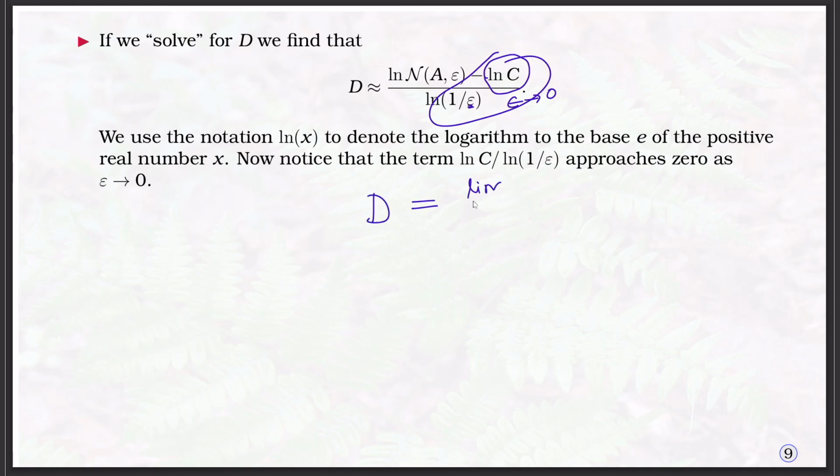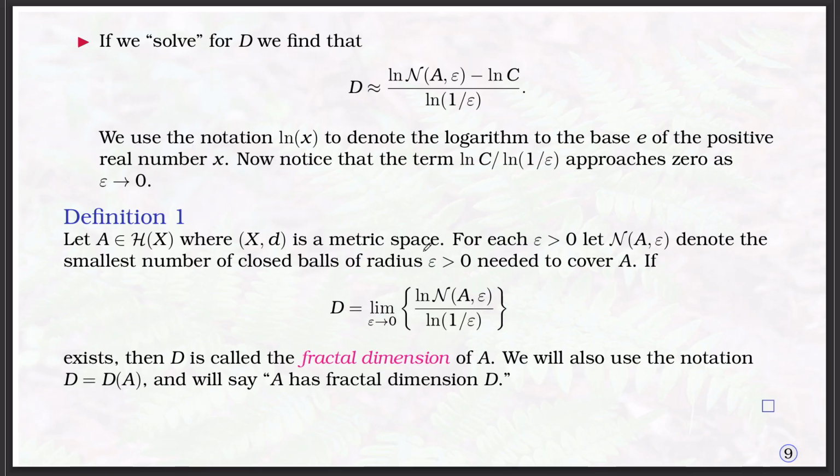limit epsilon tends to 0, one can take ln of n of a comma epsilon over ln of epsilon. We can write it minus also, then 1 by epsilon will come. Okay. So now the d is obtained by this one. Then now we are ready to give the definition of fractal dimension.